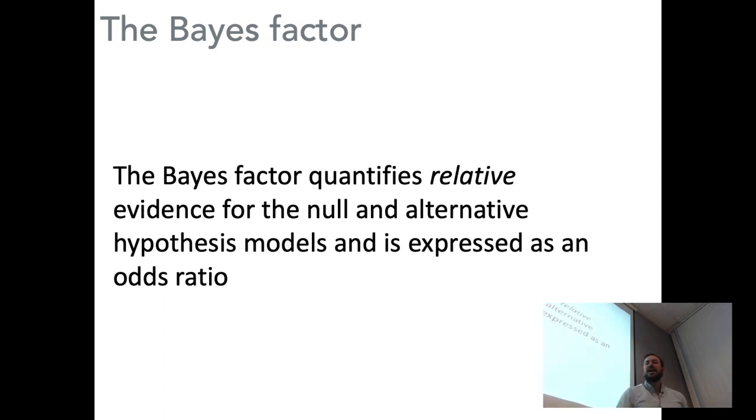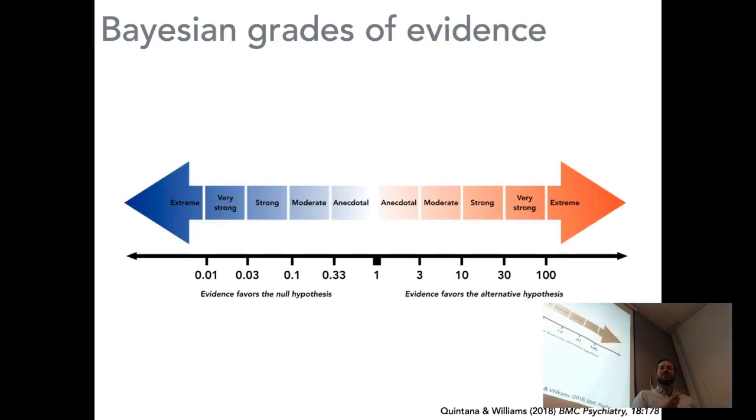Now, the first thing we're going to be looking at is the Bayes factor, which quantifies relative evidence. This is key. Relative evidence for a null and an alternative hypothesis. And this is really, really handy.